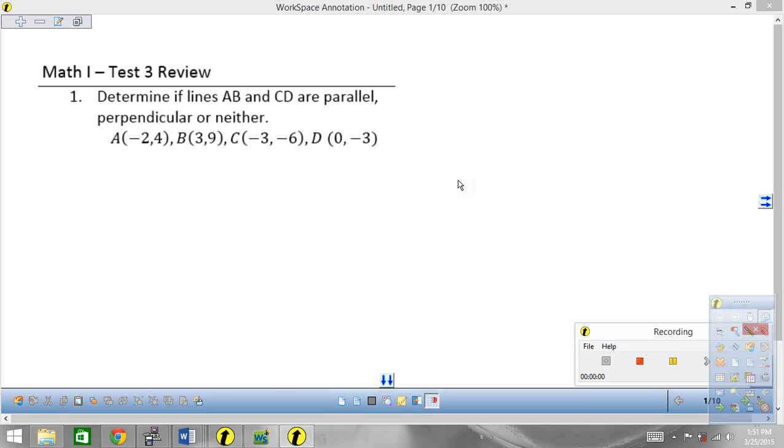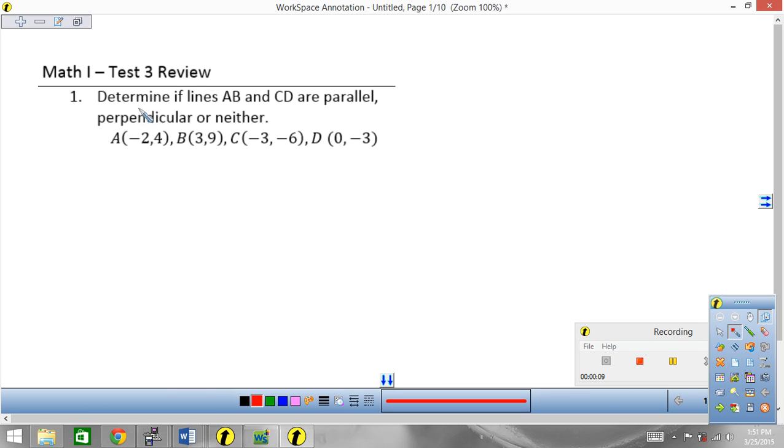In this video, I'm going to answer the test review questions 1 through 10, starting with number 1 on your test review. For the problem that says determine if lines AB and CD are parallel, perpendicular, or neither. There are 3 different ways that we talked about doing this problem. One way is to make the table to determine the 2 slopes.